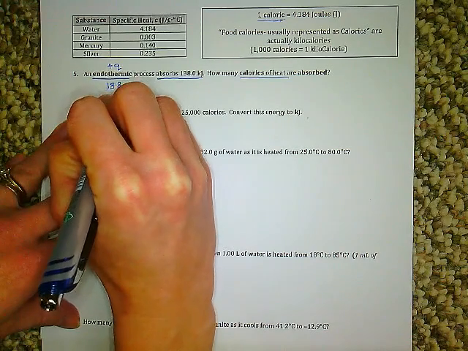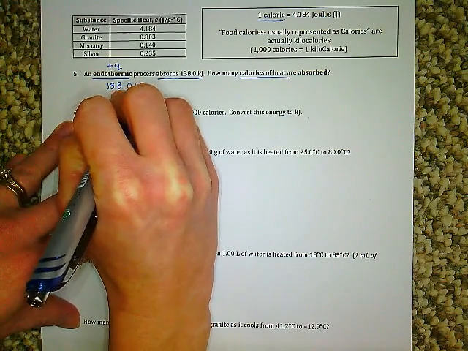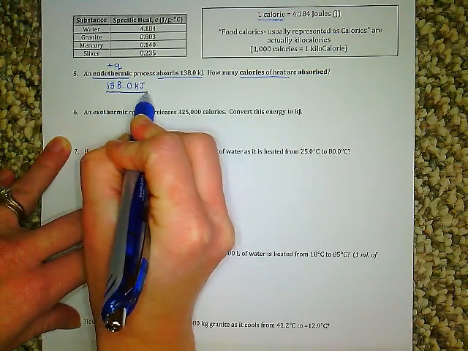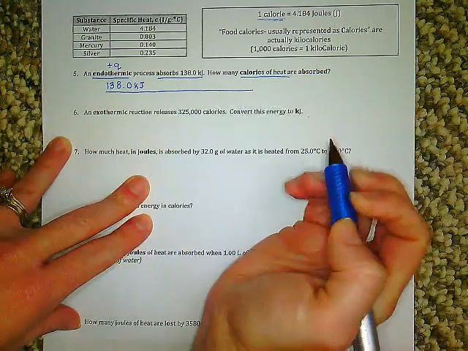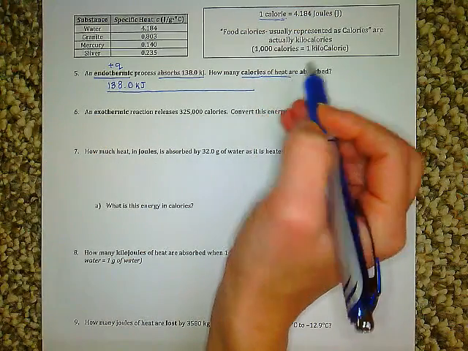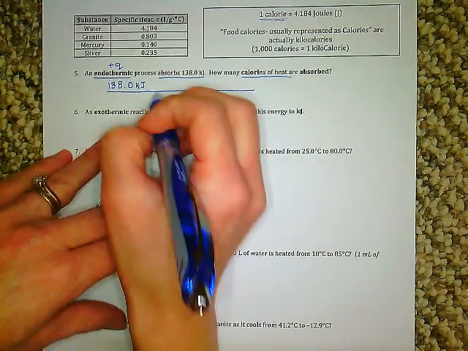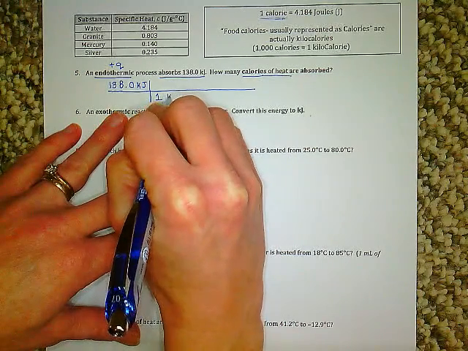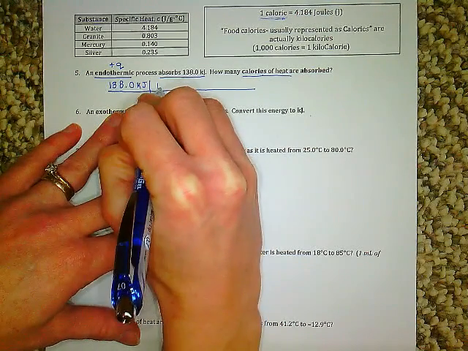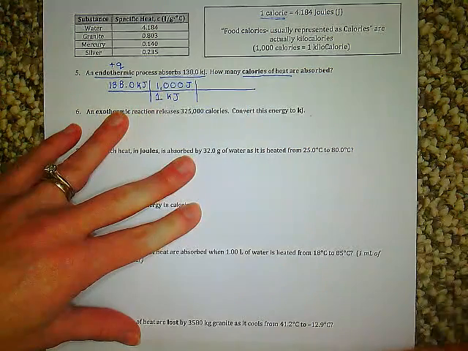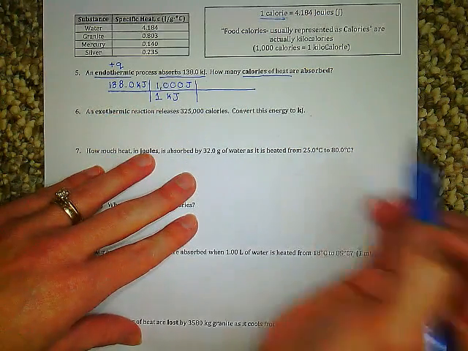We're going to start by writing 138.0 kilojoules. And think back to dimensional analysis. We're going to write down where we're starting and what we're trying to get to. We're trying to get to calories of heat. Well, before we can get to calories of heat, we've got to convert this into joules. So we know that 1 kilojoule represents 1,000 joules. And again, that's just understanding that the prefix kilo means 1,000.